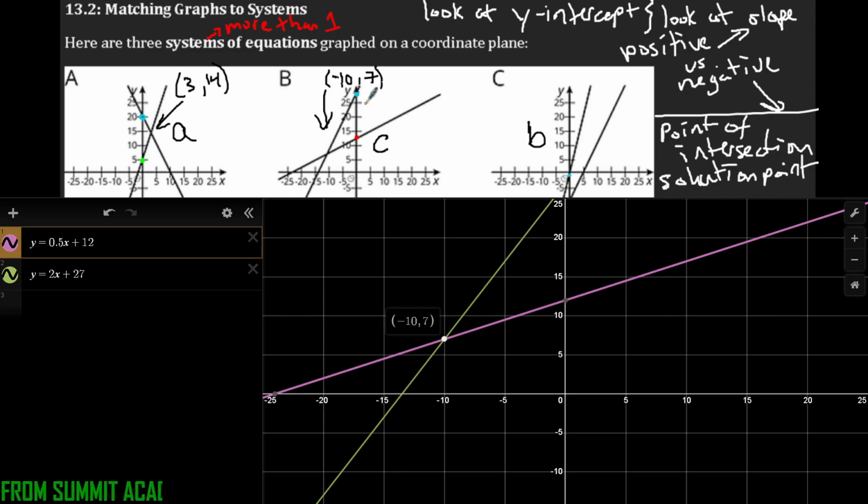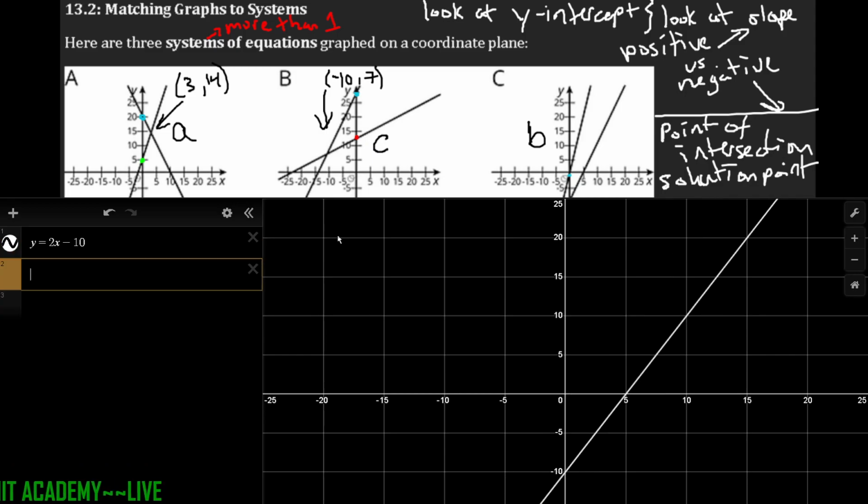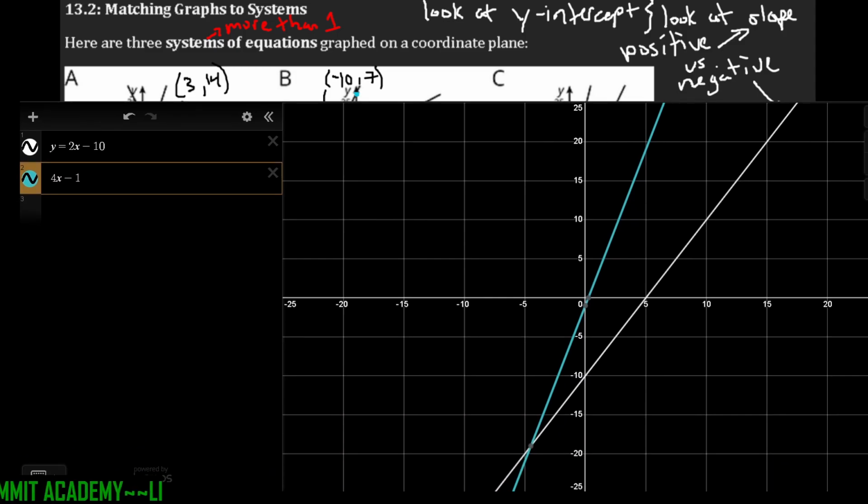And then lastly, we have our uppercase C matched with lowercase b. And so we're going to graph that system for lowercase b, which is y equals 2x minus 10 and 4x minus 1. It's a little bit lower graph, so let me make sure it's on there. So notice how it's on this point. I can highlight that real quick for you too. So it's going to be the point negative 4.5 and negative 19.